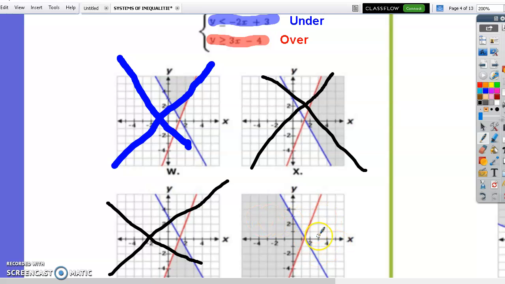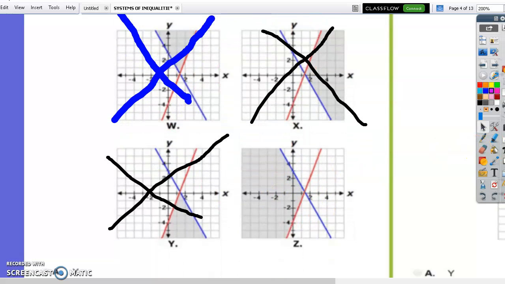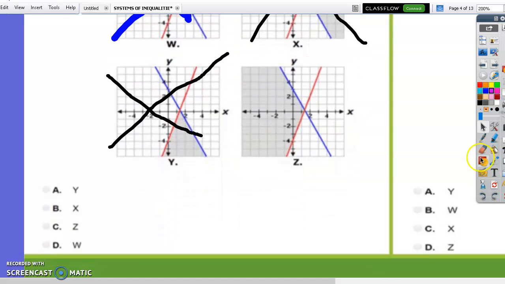And then finally, this better be it, and I'll show you why. So if you put your hand over your blue line, it's shading under it, which is what we want. And if you put your left hand over your red line, it's shaded above it, or over it, which is exactly what you want. So the solution is Z. So that's your answer right there. Let's check another one out.